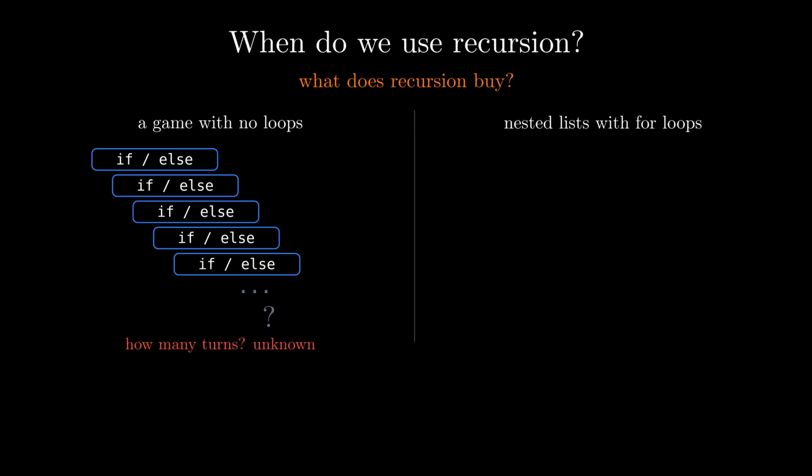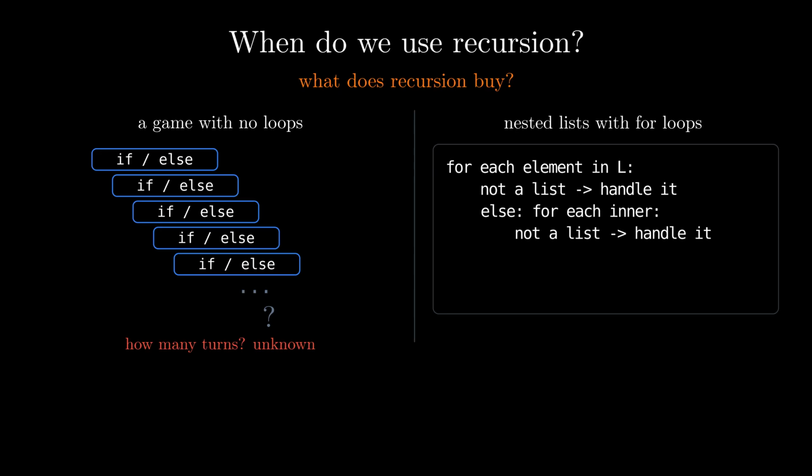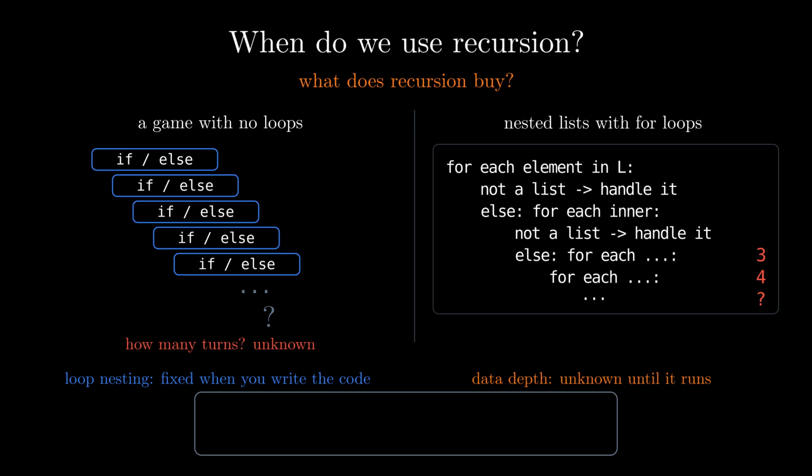The same wall appears with nested lists. With for loops, you would say, for each element of L, handle it directly if it is not a list. If it is a list, write another loop over its elements. Inside that loop, the same test returns, demanding a third loop, then a fourth. Your nesting depth is frozen at whatever you typed, while the data makes no such promise. A while loop can chip away at it. While this element's type is a list, keep drilling, but that gets really verbose.